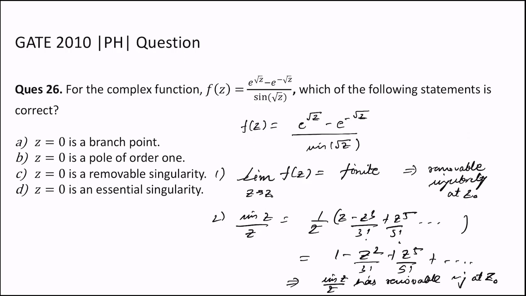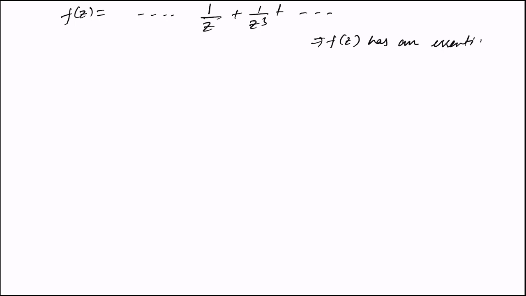So there are two ways through which you can find whether a function has a removable singularity or not. Similarly, for essential singularity, suppose you do some expansion of a certain function, and in that expansion you have no positive power but only negative powers of z, then that function is said to have an essential singularity at z is equal to 0.